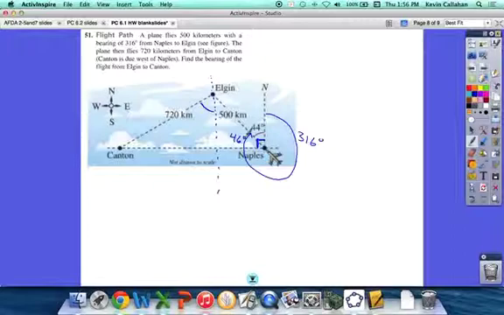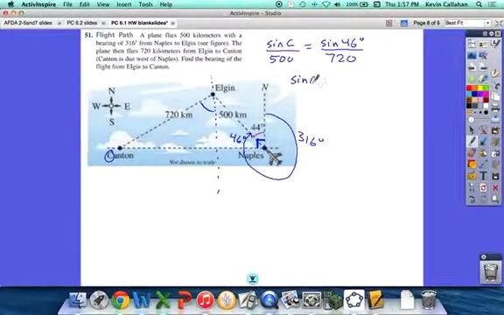So what can we find now? We know this angle and opposite side. We know this side. That means we'll have to find angle C, or the angle at Canton, first. So I'll just call that C, right? Sine of C divided by 500 equals the sine of 46 degrees divided by 720.